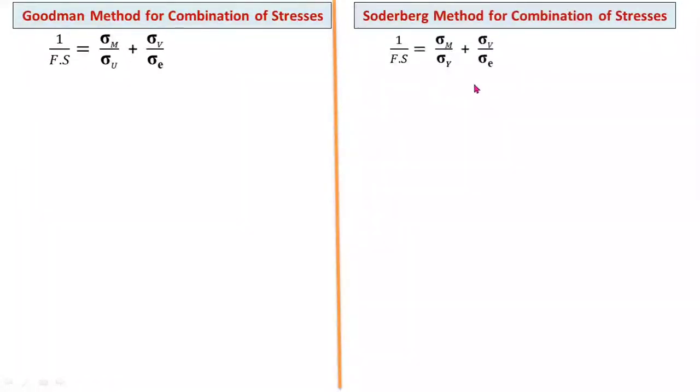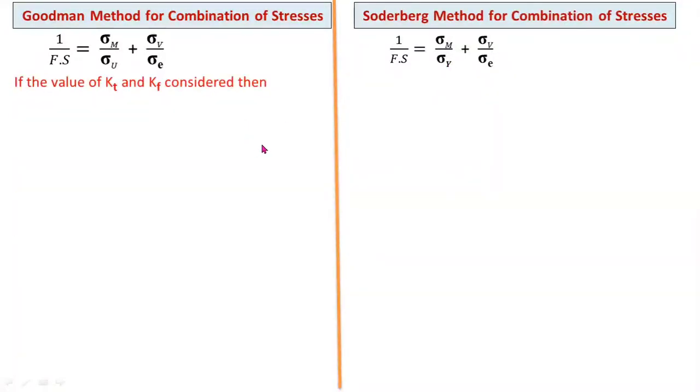This is the formula for Soderberg method. 1 by Fs equals sigma m by sigma y plus sigma v by sigma e. Here sigma y is the yield point stress, the yield stress.